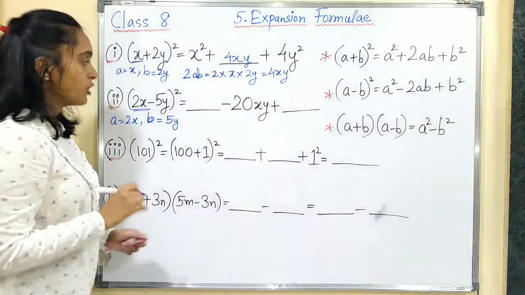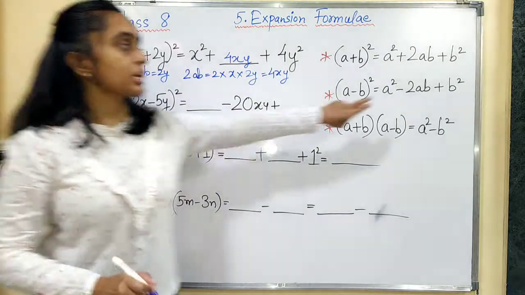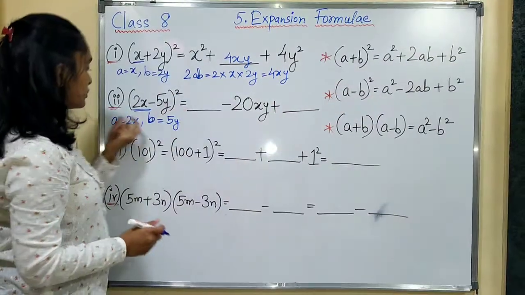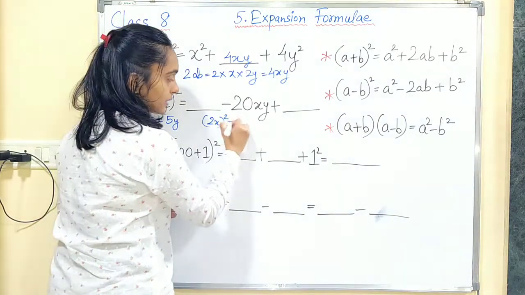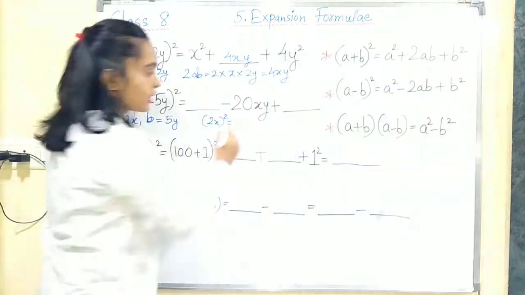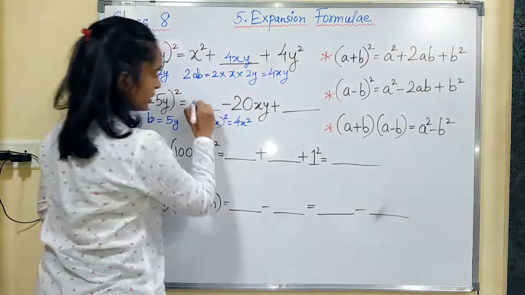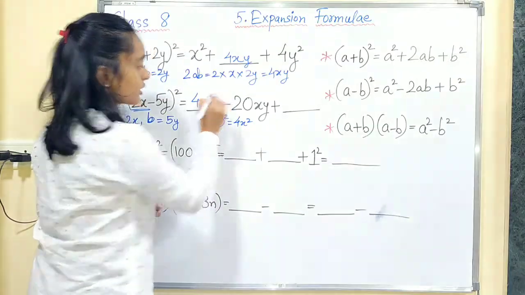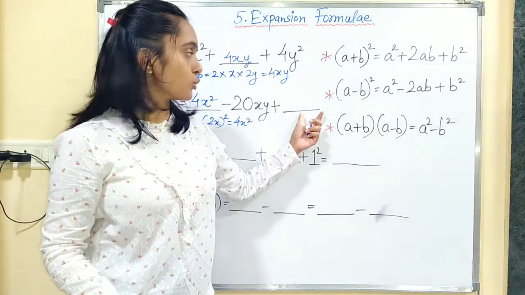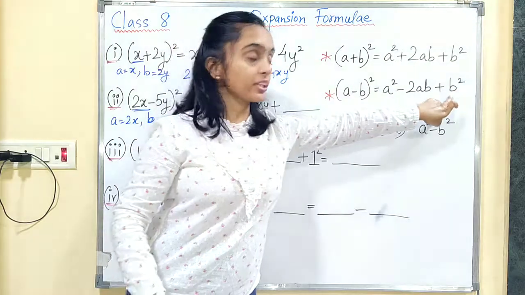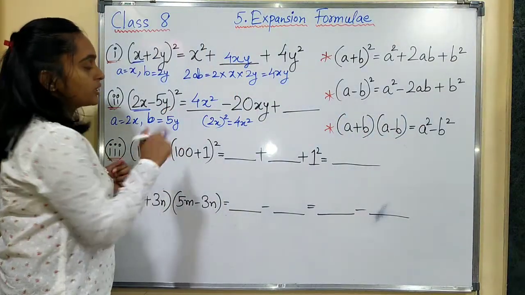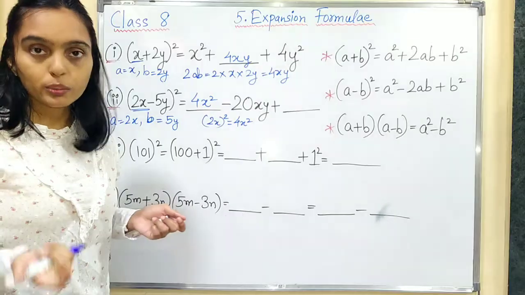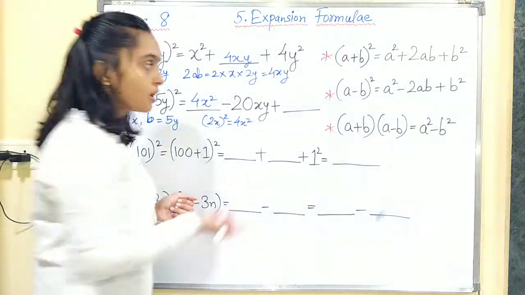Okay. So first is a square, squaring a. So a square will be (2x) the whole square, that is 2 square is 4 and x square is x square. So here 4x square will come, and at the last place you want b square. So b square, (5y) the whole square. 5 square is 25 and y square is y square.